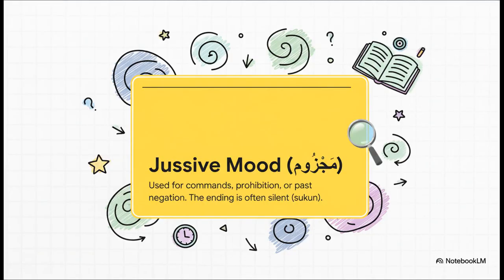And wrapping up our trio is the Jussive, or majzum. This one is used for things like commands, prohibitions, and super commonly for negating something in the past. The ending here is really cool. It's literally cut off. It just becomes silent. And it's marked by that little circle you see called a sukun. So lam yaqra, with that abrupt silent ending, means he did not read. It's a very decisive sound.